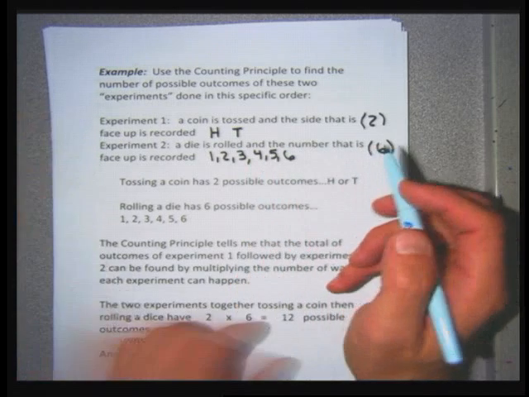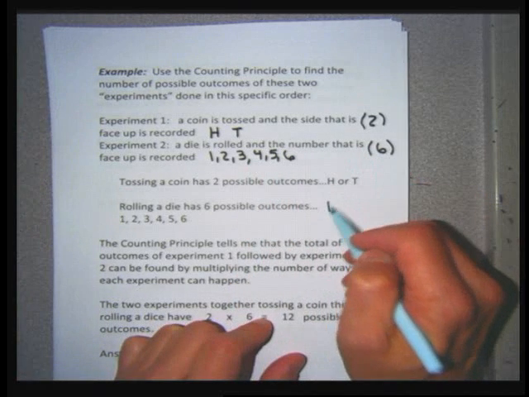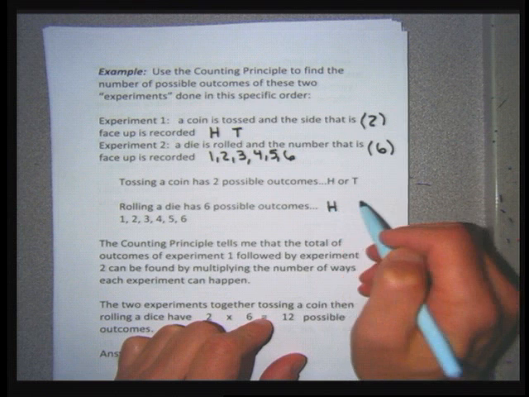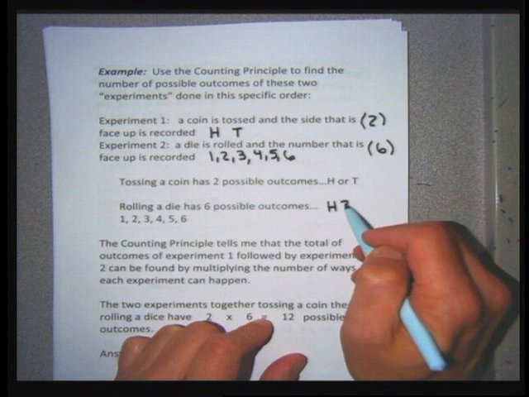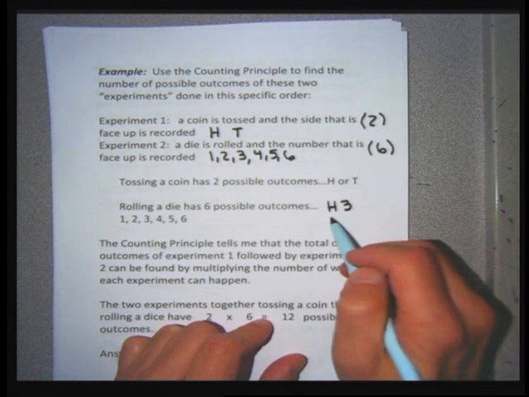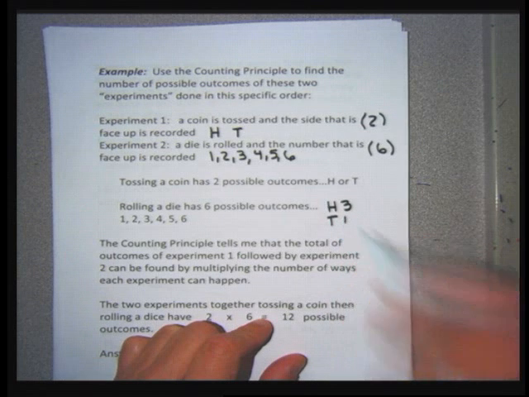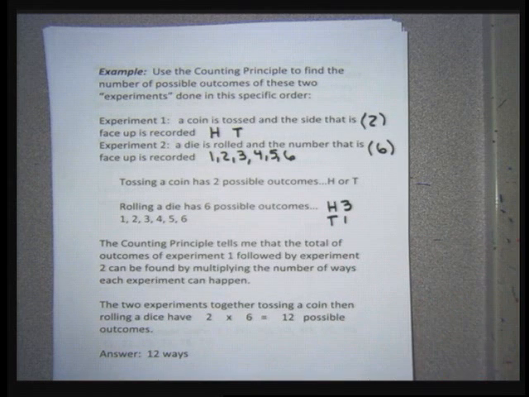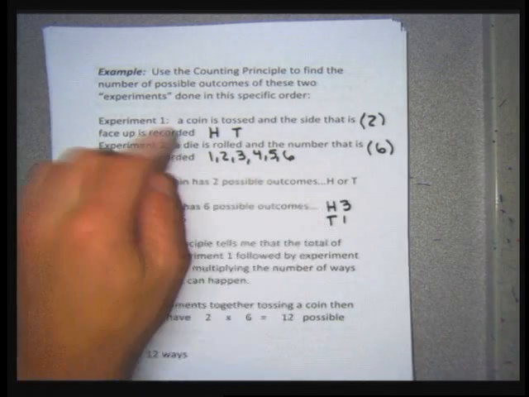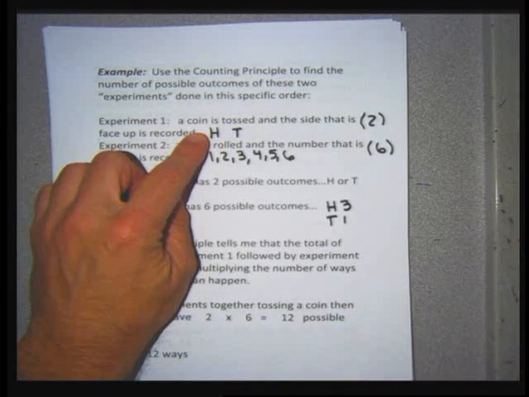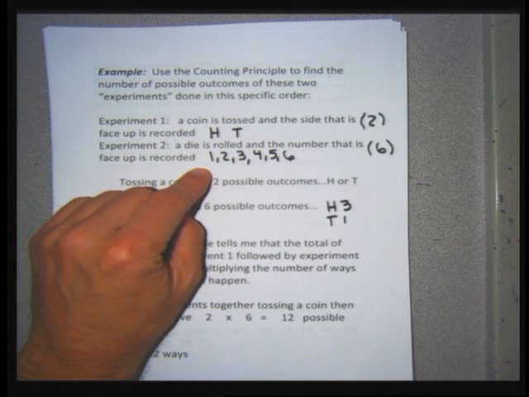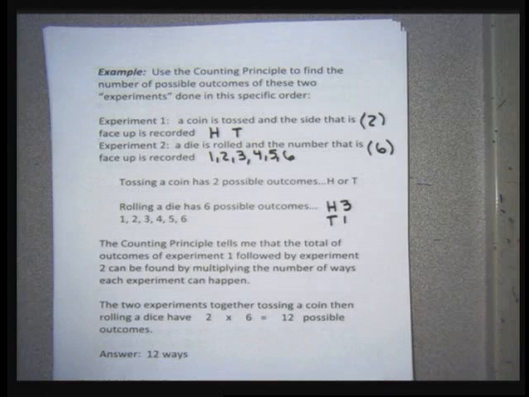For example, something that might happen is the coin might come up a head and the number might come up a 3, or the coin might come up a tail and the number may come up a 1. The counting principle is going to tell me how many different outcomes of flipping a coin, writing down whether it's a head or tail, and rolling a 6-sided dice and recording the number, then recording the results one after another.